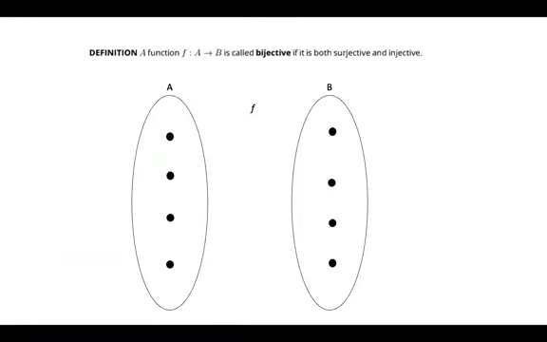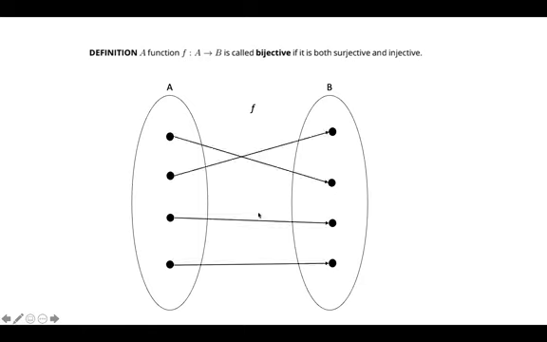Lastly, we have a function f from A to B is called bijective if it is both surjective and injective. So again, let's look at an example. We have a set A and a set B, and we see that we can map A onto B with each element in B being used, making it surjective, and each element in B is only being mapped to once. So this is called bijective because it meets both surjective and injective.